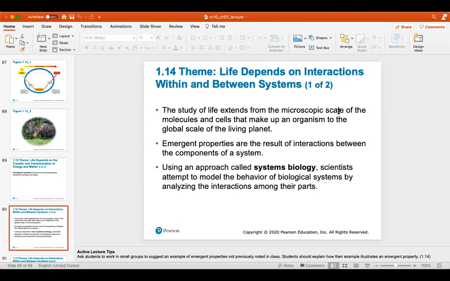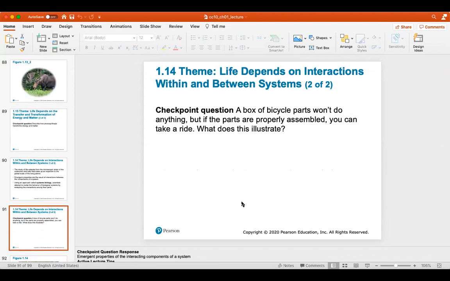The study of life extends from the microscopic scale of molecules and cells that make up an organism to the global scale of a living planet. And emergent properties are the result of interactions between the components of a system. Using an approach that we call systems biology, scientists can attempt to model the behavior of biological systems by analyzing the interactions among their parts.